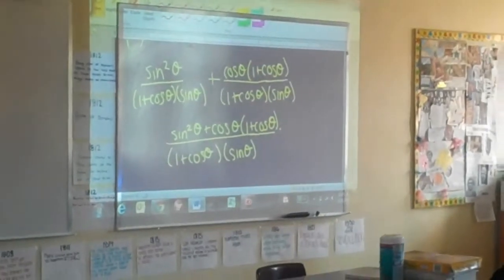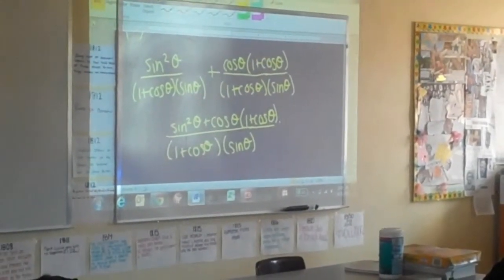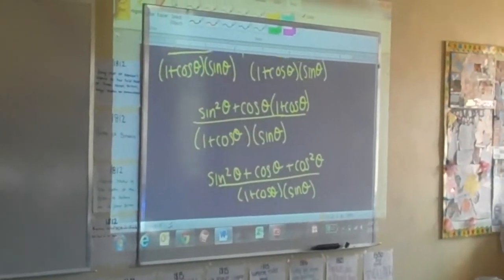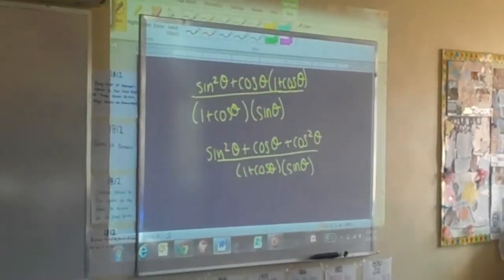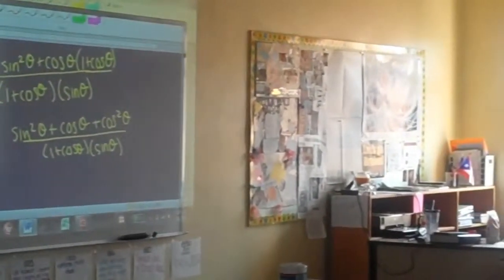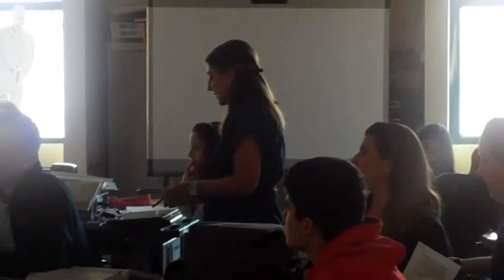So now I have it as one fraction. Now I can simplify this further. Can I simplify this at all, just like this? No. Because nothing can cancel out. Because the sine has to go to the whole numerator.